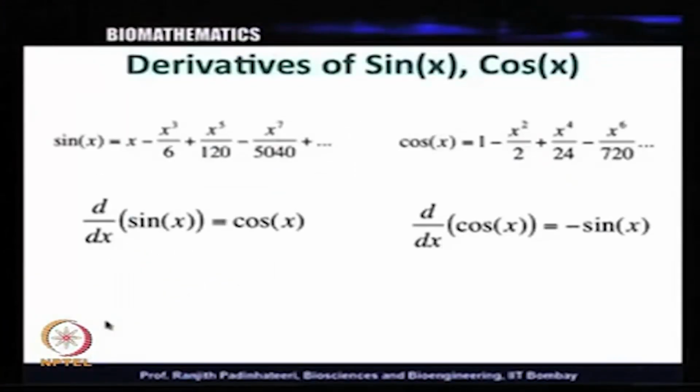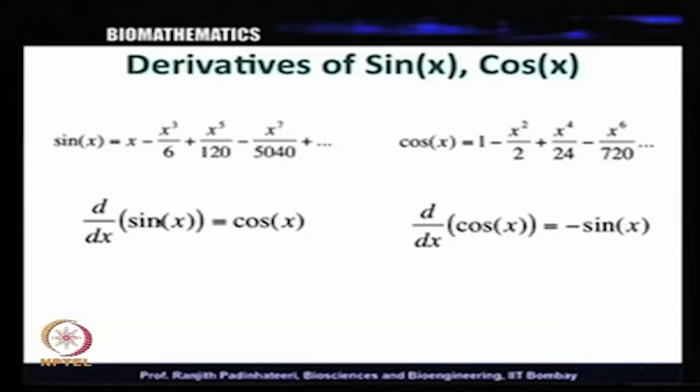We also mentioned last time the derivative of sin x and cos x. So, what is the derivative of sin x and cos x? We learned that sin x is x minus x cube by 6 plus x power 5 by 120 minus x power 7 by 5040 and so on, and cos x is 1 minus x square by 2 plus x power 4 by 24 minus x power 6 by 720 and so on and so forth.